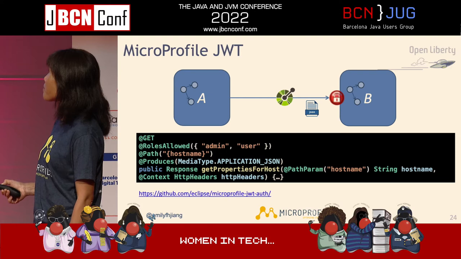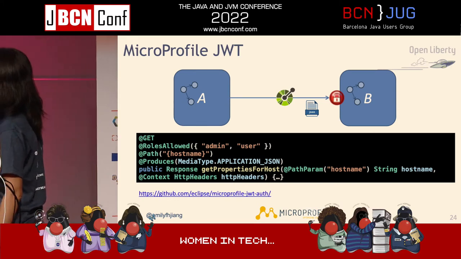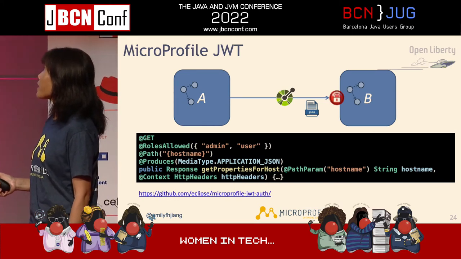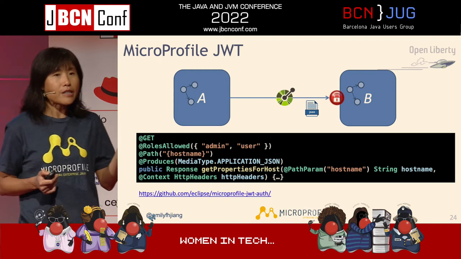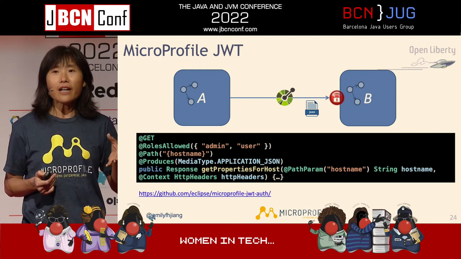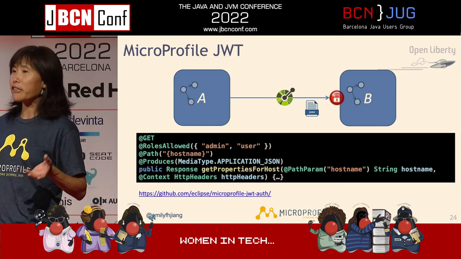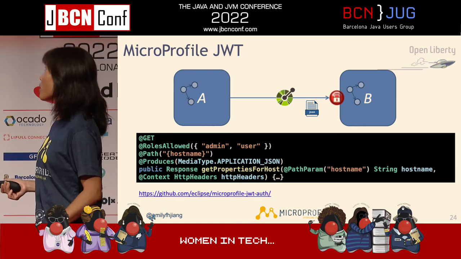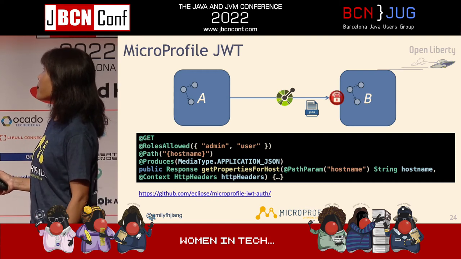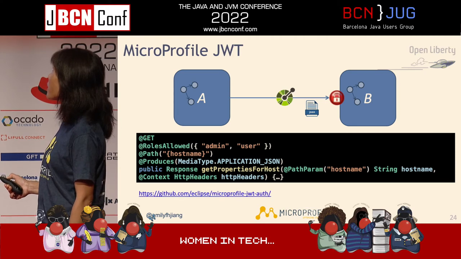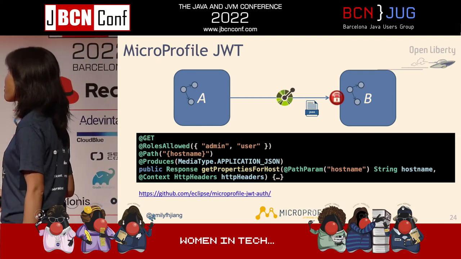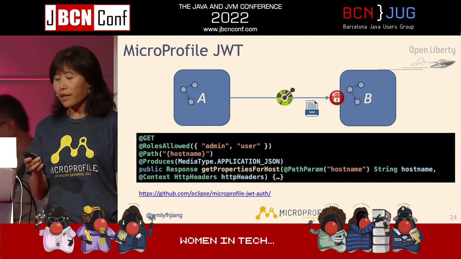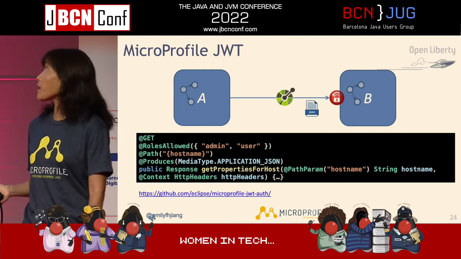We use this to protect the backend. In this case, the backend only allows admin or user to access the method. If a backend is secured, you will want a JWT token containing the user information and group information, so that the backend receiver knows whether it can allow you access or not. So this is the beauty of MicroProfile JWT. When you transfer this token to the backend, it includes the user information and also group information, so that the backend can verify whether this user is allowed to access it or not.